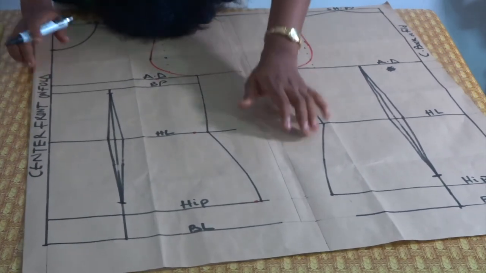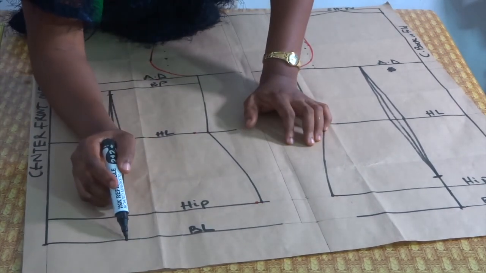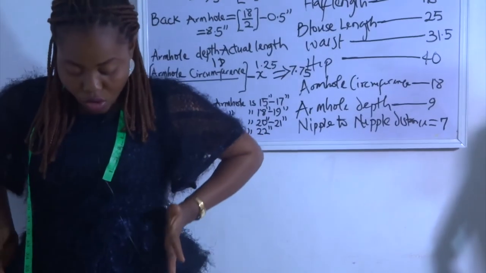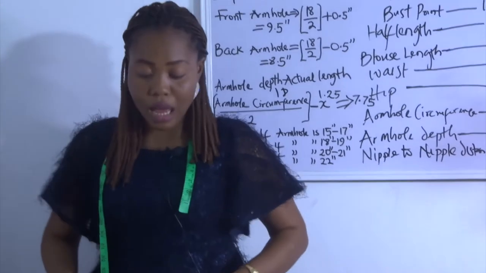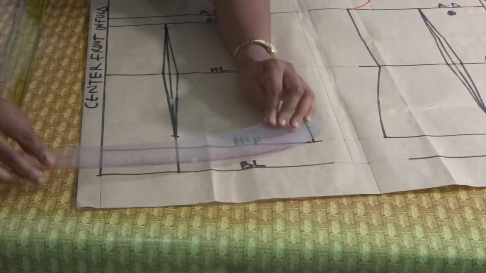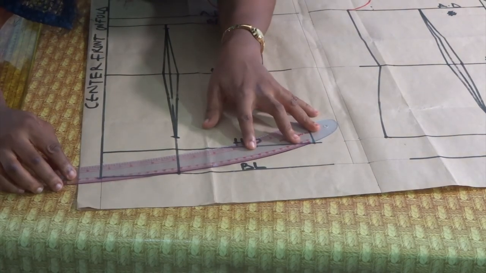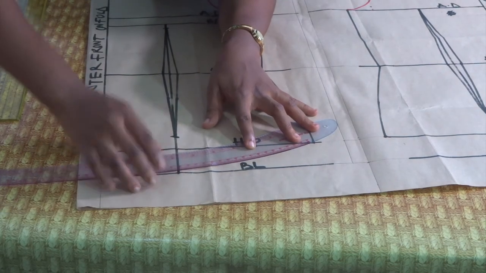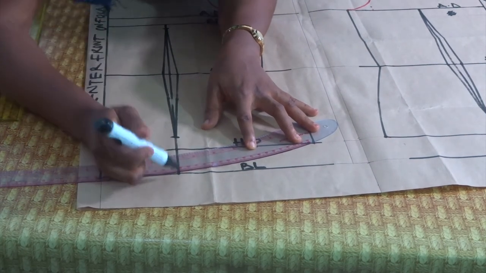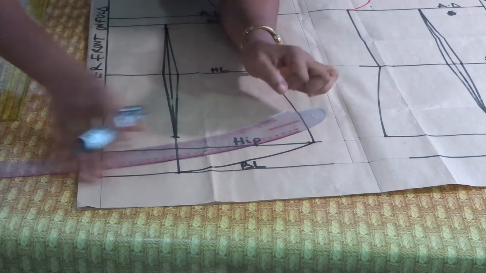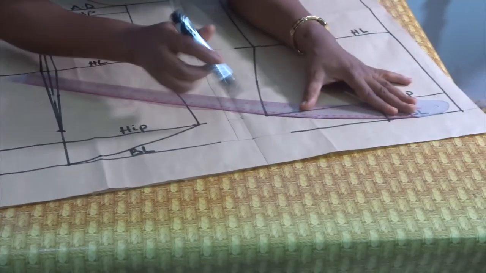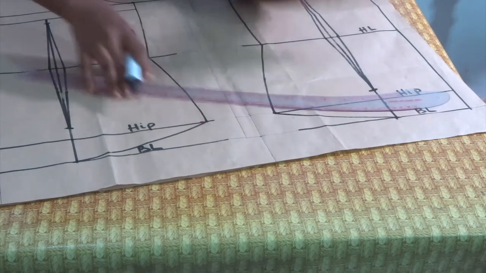Now, this is actually bust length. Why I wanted mine to be longer was because I want this curve shape blouse. So this is what I'll do. I'll take my hip curve ruler, I'll connect it to this line, and make sure it stops just around this dart line. So I'll connect like so. I'll come to this and I'll do the same.